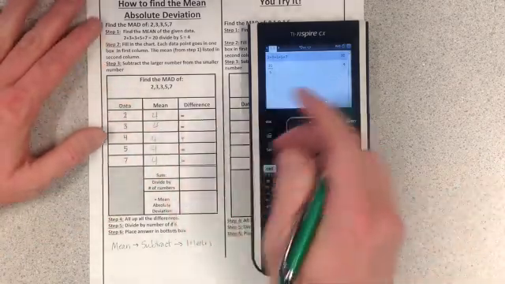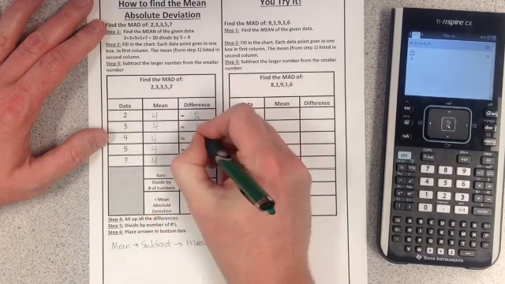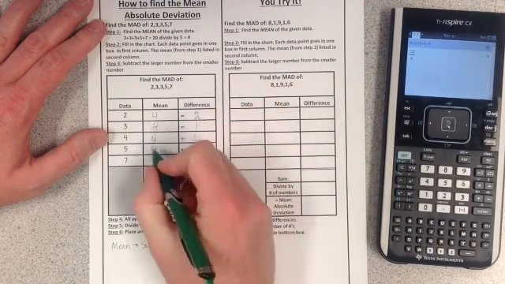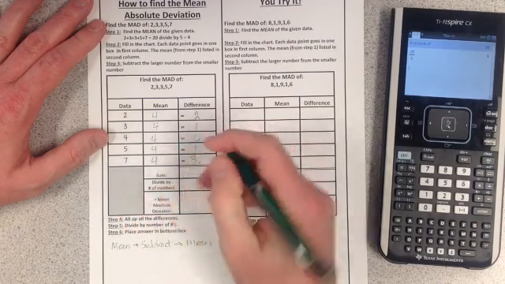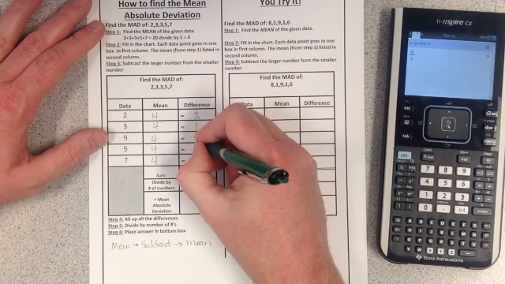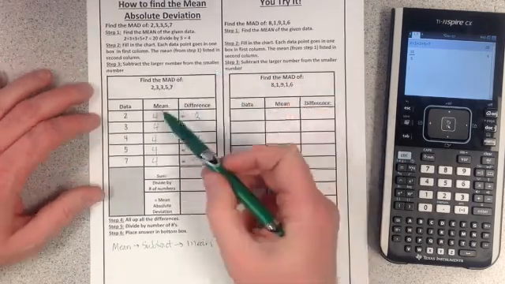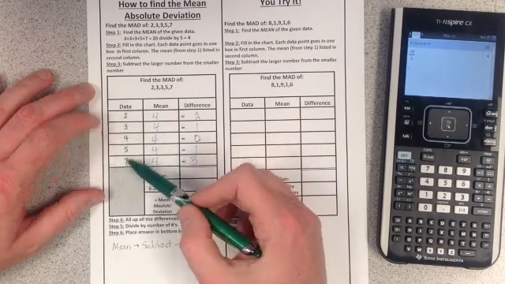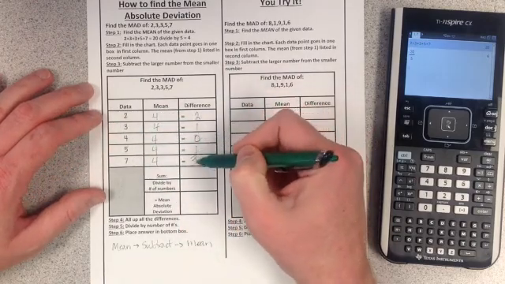So 4 minus 2 is, I'm going to scoot this over for a second, 2. And 4 minus 3 is 1, and 4 minus 4 is 0, and 5 minus 4 is 1, and 7 minus 4 is 3. So we just subtracted the mean from each one of those numbers. My green pen isn't working out so hot. So my new numbers now, after I subtracted the mean from each one of those numbers in the list, I got 2, 1, 0, 1, and 3.